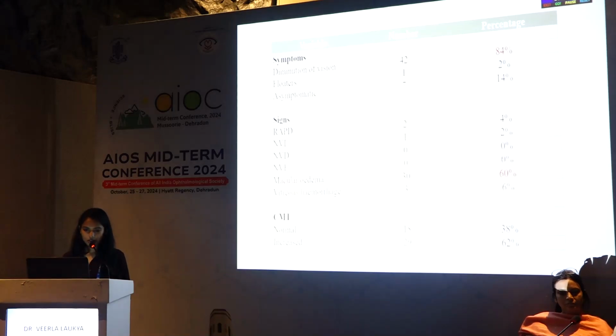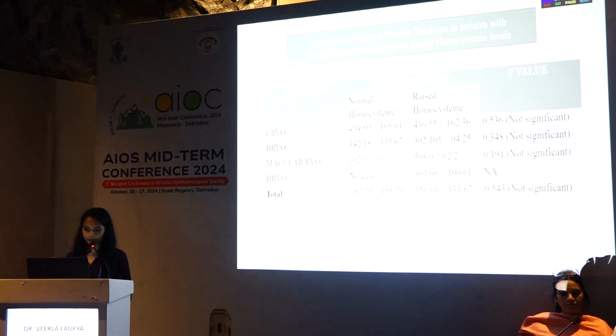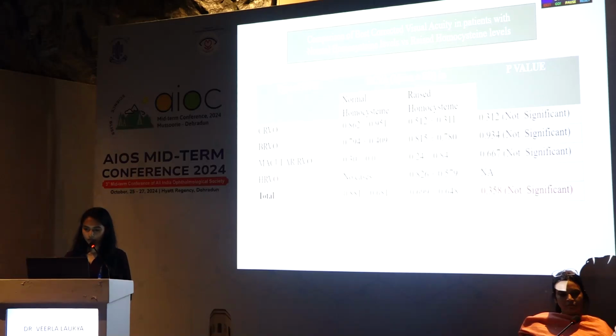84% of the patients came with complaints of diminution of vision, and we saw 60% of the patients having macular edema. When the central macular thickness of patients with normal homocysteine versus raised homocysteine levels was compared, it showed a non-significant result. And when we compared the best corrected visual acuity in patients with normal homocysteine levels versus raised homocysteine levels, it also showed a non-significant result.